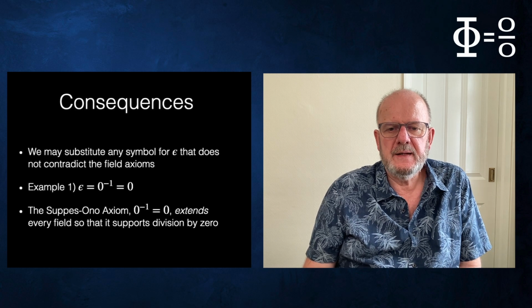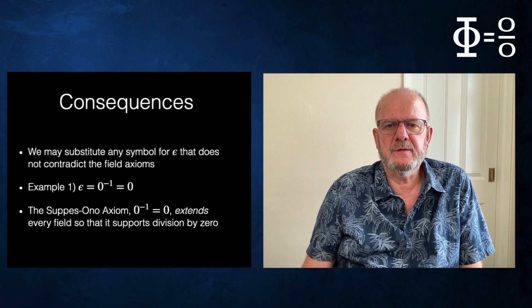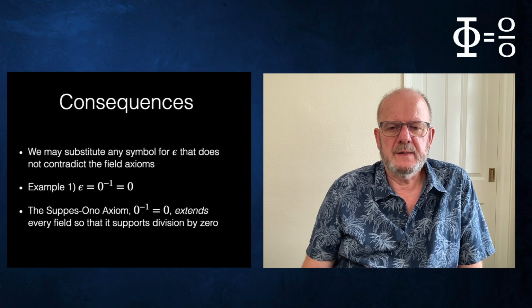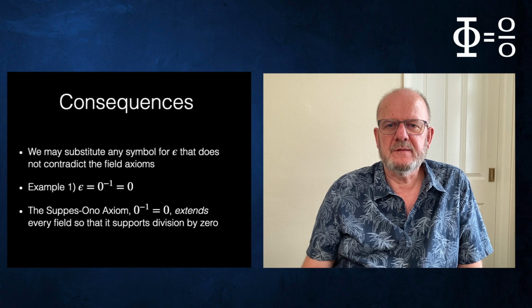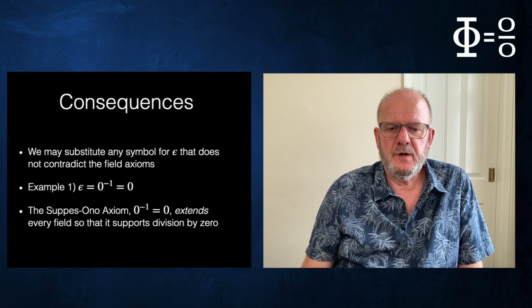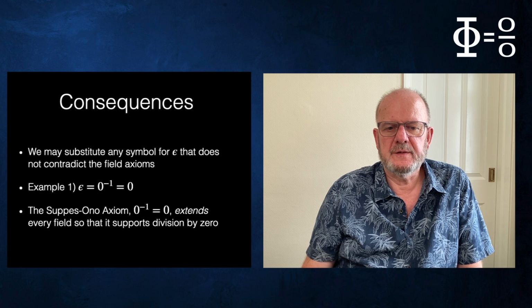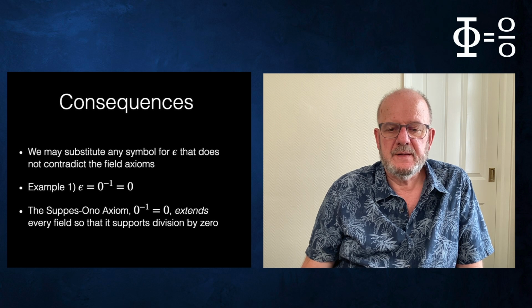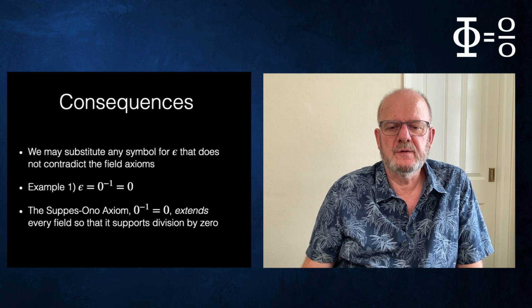We can substitute any symbol for epsilon that doesn't contradict the field axioms. In other words, we can replace epsilon with anything that doesn't contradict the rules of arithmetic. And one example is to take epsilon to the power 0 minus 1 equals 0. And that's called the Suppes-Ono axiom. It extends every field so it supports division by 0. Now there's a lot to unpack in that sentence. When we say that the field axioms are extended, we mean that any new objects obey all of the existing laws of a field.